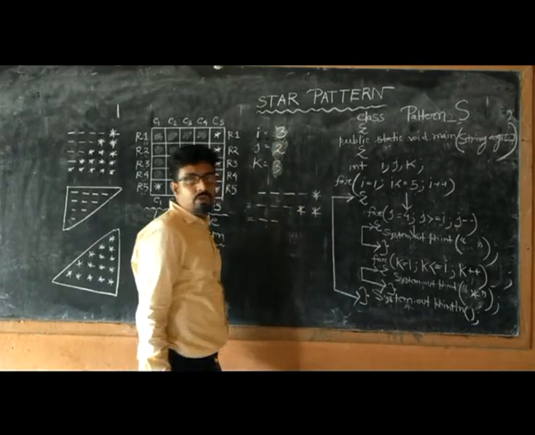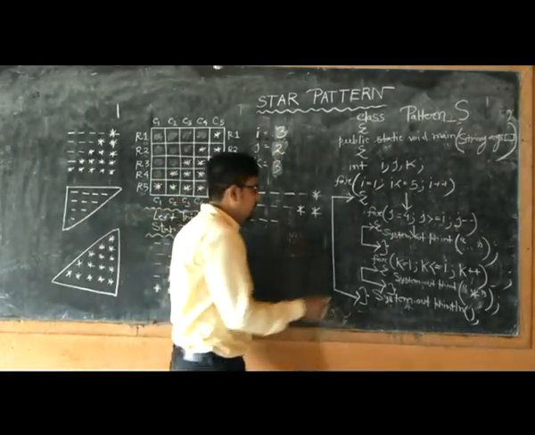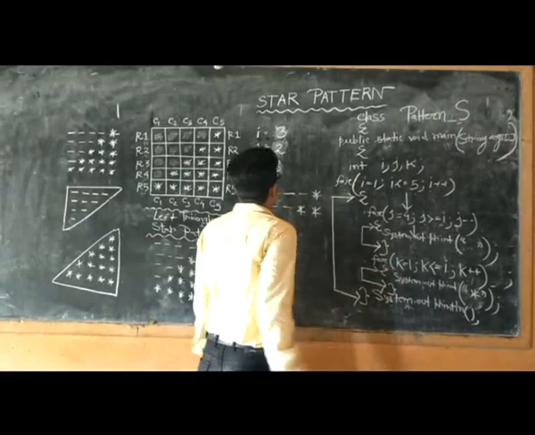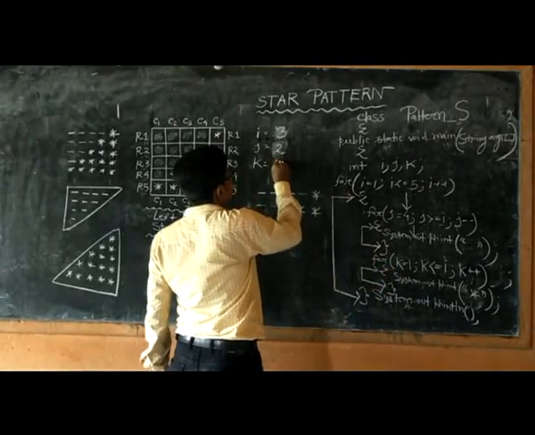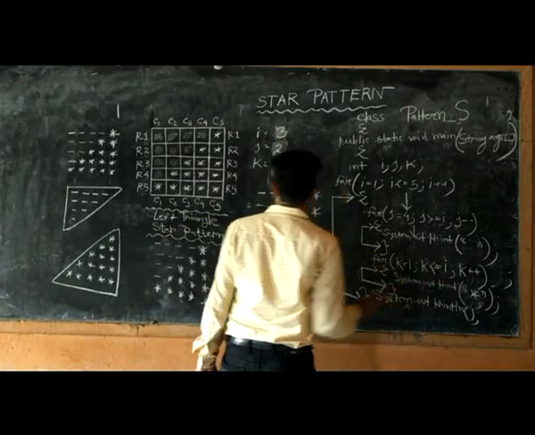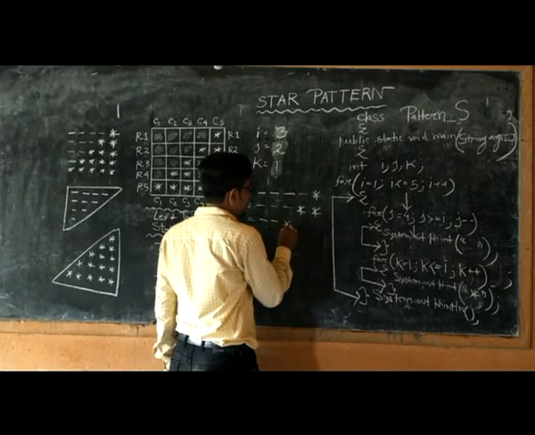2 greater than equal to 3. Condition wrong. Then it will come to the k section. This is the column. K again starts from 1. Now I value is 3. 1 less than equal to 3. Condition true. Print one star.